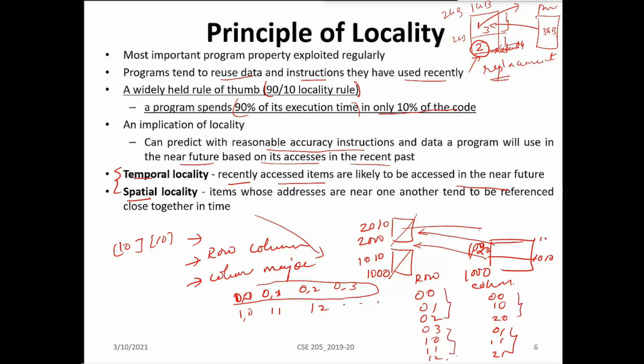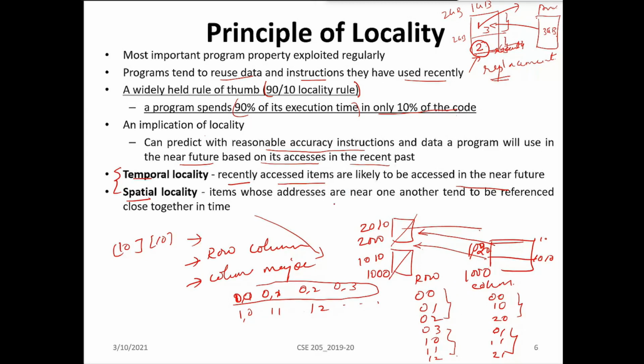So with respect to the principle of locality, which is good actually? Row major. Yes, row major order is the correct one.